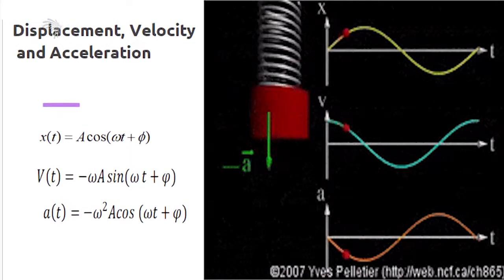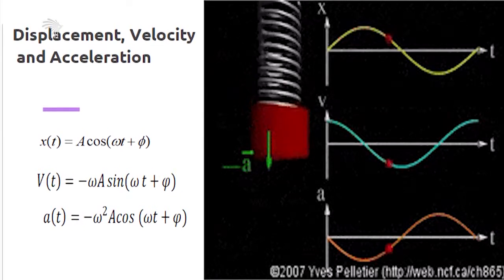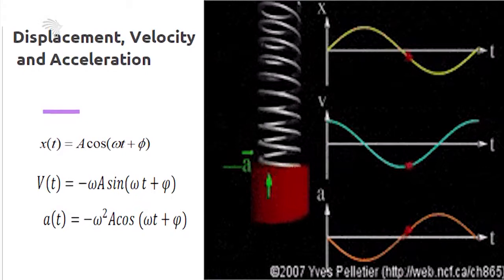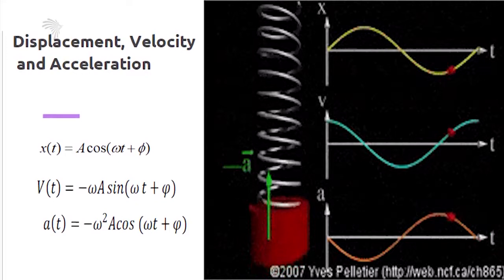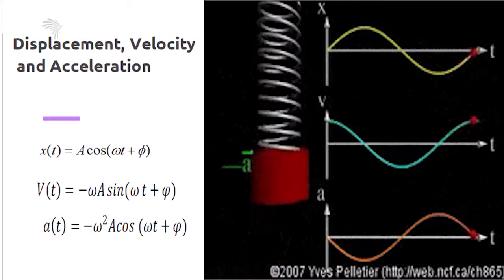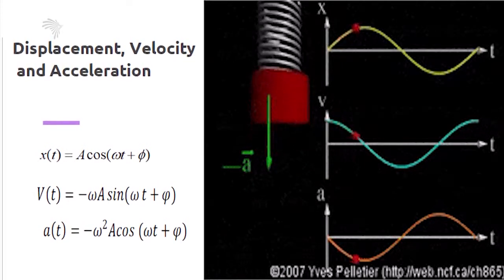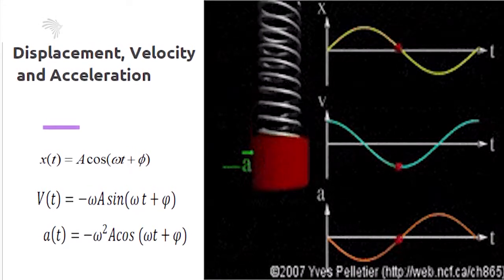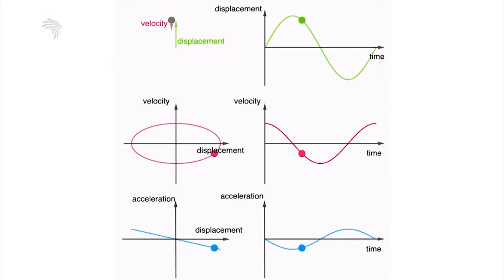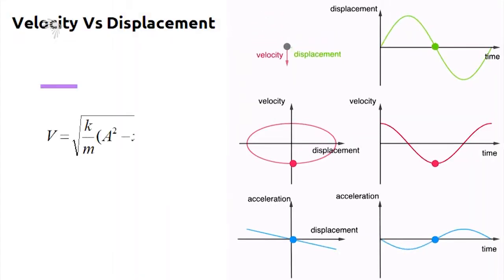With the help of this equation, we can also determine the expression for the velocity and acceleration of an oscillating object, which are given by the first and second derivative of the displacement. As such, the velocity of an object executing simple harmonic motion as a function of time is given by this mathematical expression: v is equal to minus omega times A times sine of omega t plus phi. And also the acceleration is given by minus omega squared times A times cosine of omega t plus phi. We can also determine the velocity of the oscillating object in terms of the displacement x from the equilibrium position as v is equal to the square root of k over m into A squared minus x squared.